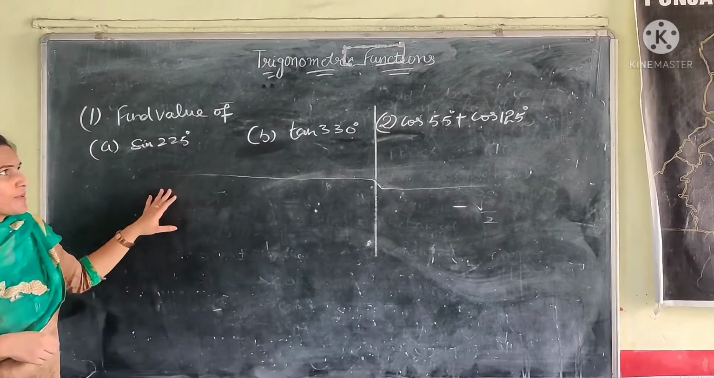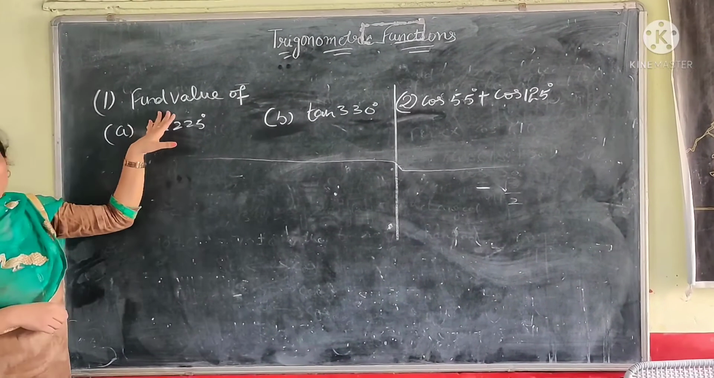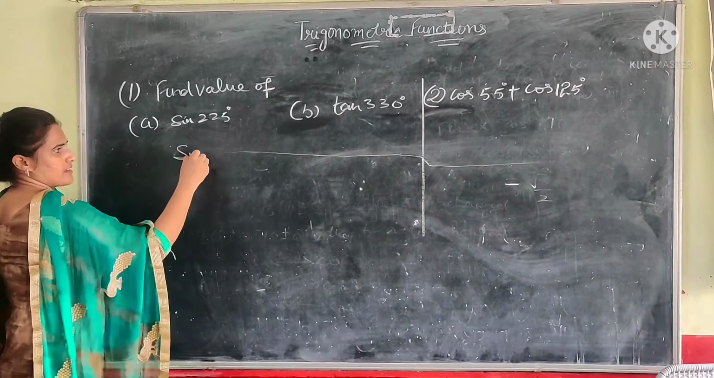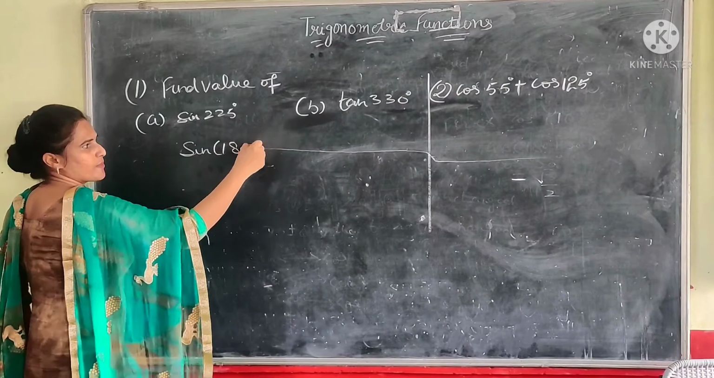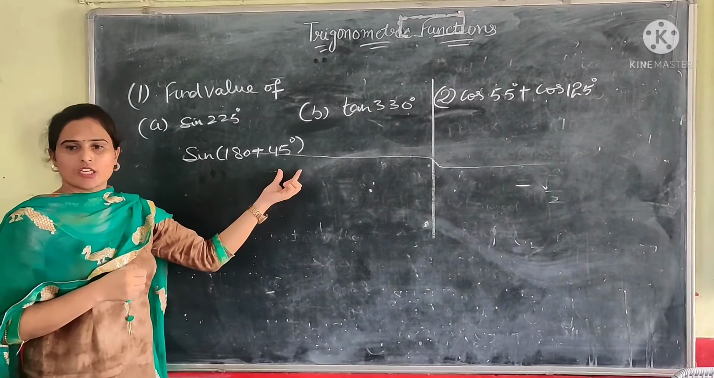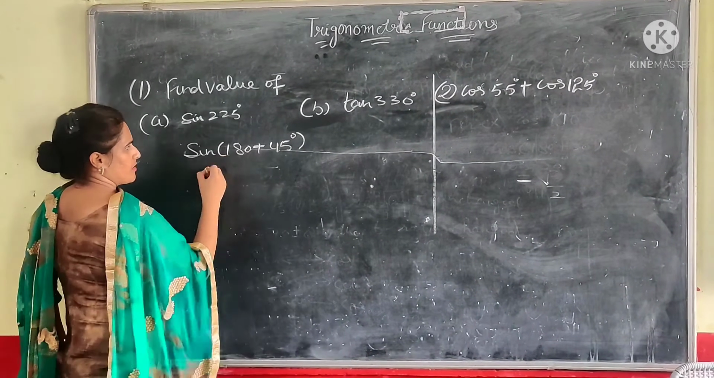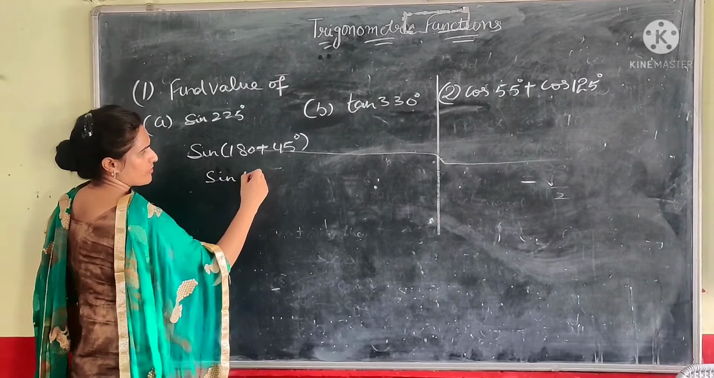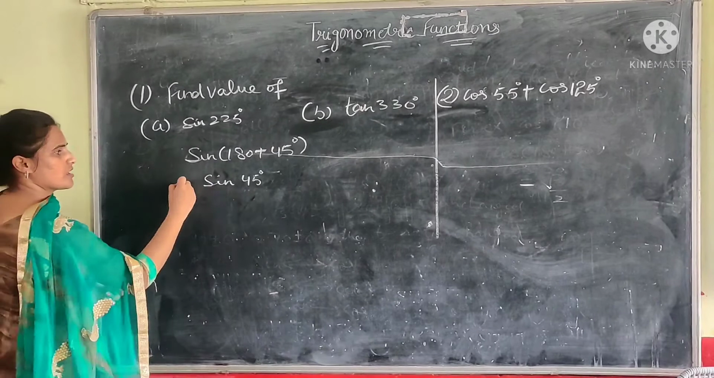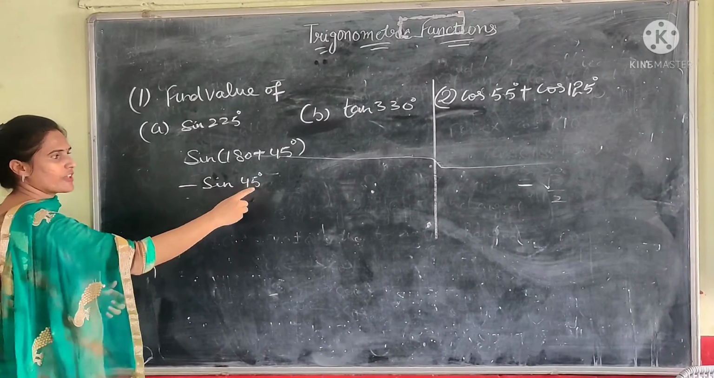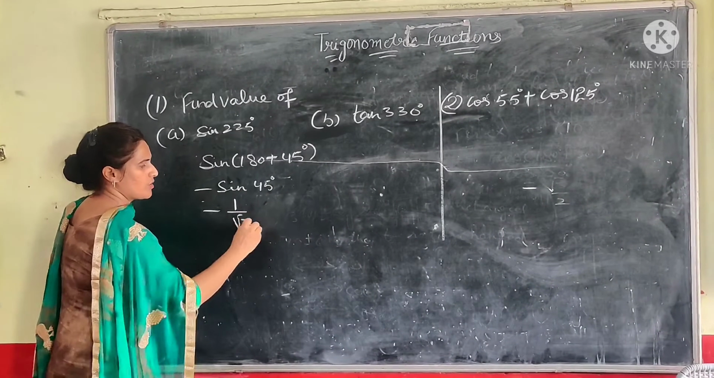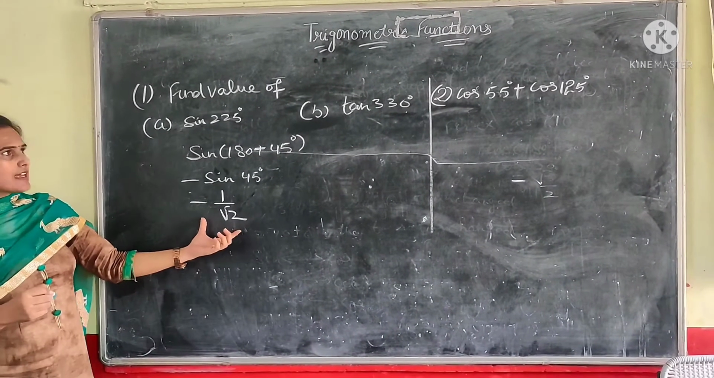Now we will solve some examples related to this. So first example, find the value of sine of 225, sine of 180 plus 45 degrees. Now 180 plus 45 lies in the third quadrant. Sine of 45 degrees. Now in the third quadrant, sine is negative, minus of sine 45 degrees, and sine 45 degrees is equal to 1 by under root 2. So minus 1 by under root 2 is the answer.